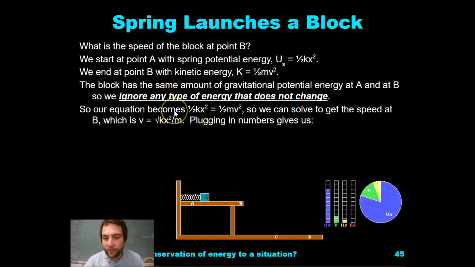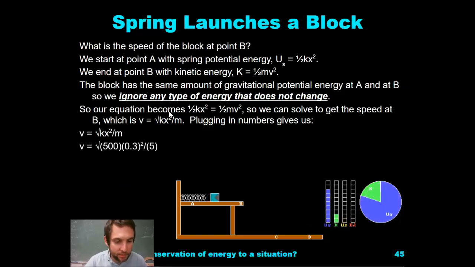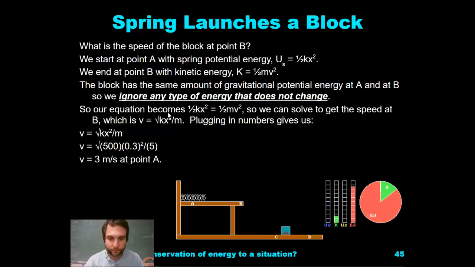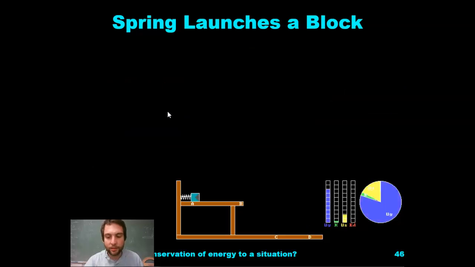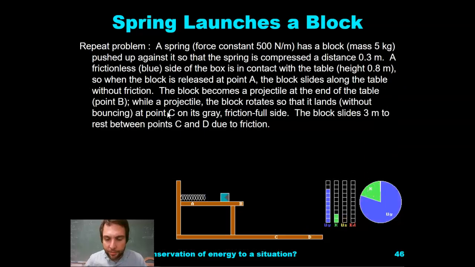Our equation becomes 1/2 kx squared equals 1/2 mv squared. Solving to get speed at point B, we get the square root of k times x squared all over m. Plugging in the numbers, we get 3 meters per second at point B. Not too bad yet, right? Same situation.